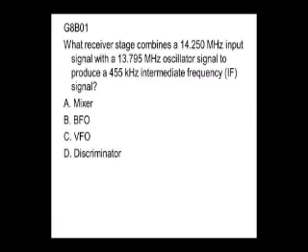What receiver stage combines a 14.250 megahertz input signal with a 13.795 megahertz oscillator signal to produce a 455 kilohertz intermediate frequency, IF, signal? Now, forget the numbers for a minute. Okay? What receiver stage combines?